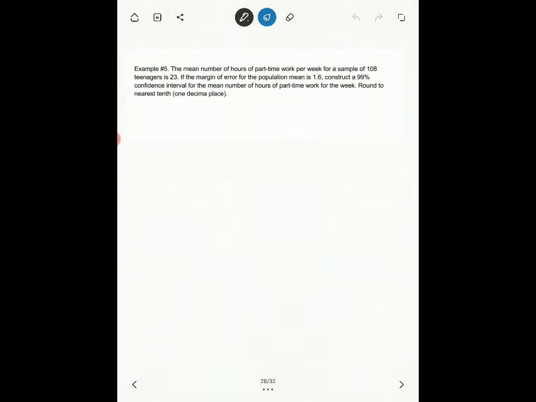So for example number 5, the mean number of hours of part-time work per week for a sample of 108 teenagers is 23. If the margin of error for the population mean is 1.6, construct a 99% confidence interval for the mean number of hours of part-time work for the week. Round to the nearest tenth, which is 1 decimal place. So you should know your place values, so I wanted to put that in here. And I'm missing the word decimal.